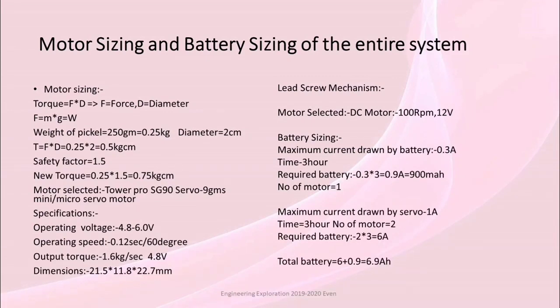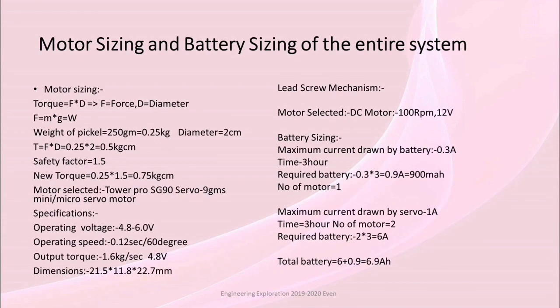The motor selected is the Tower Pro SG90 servo, a 9 gram mini or micro servo motor. Specifications: operating voltage is 4.8 to 6 volt, operating speed is 0.12 second per 60 degree, output torque is 1.6 kg centimeter at 4.8 volt, and dimensions are 21.5 x 11.8 x 22.7 millimeter. For the lead screw mechanism, the motor selected is a DC motor of 100 rpm and 12 volt.